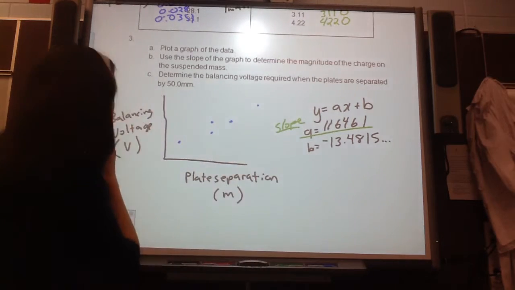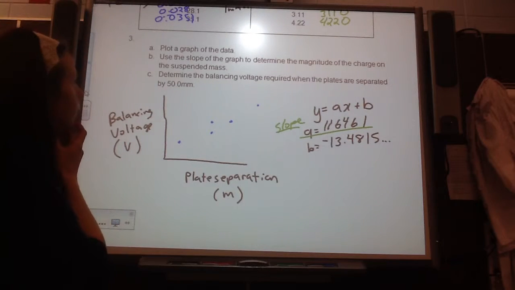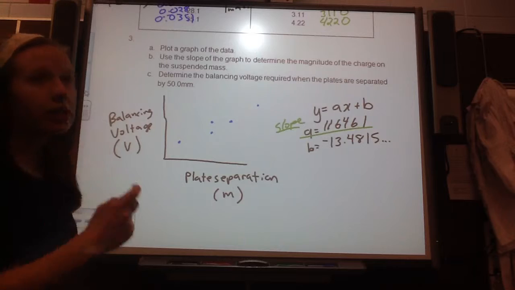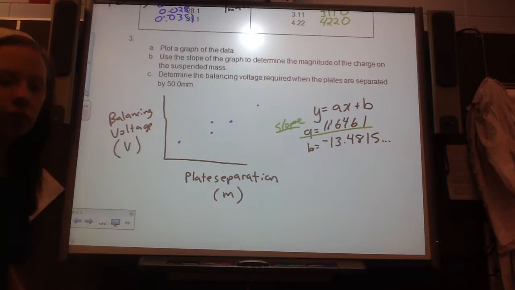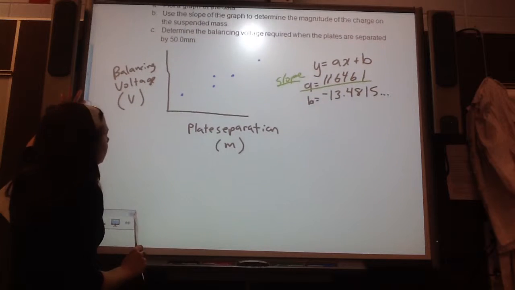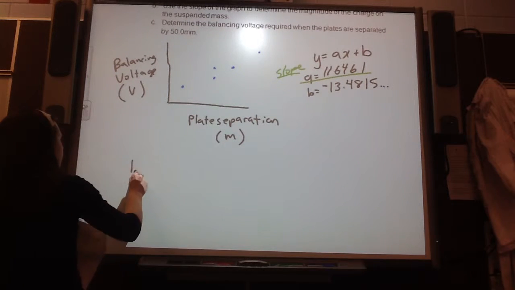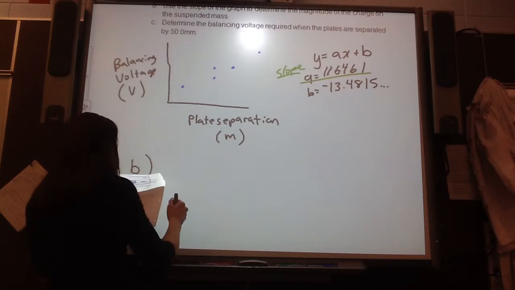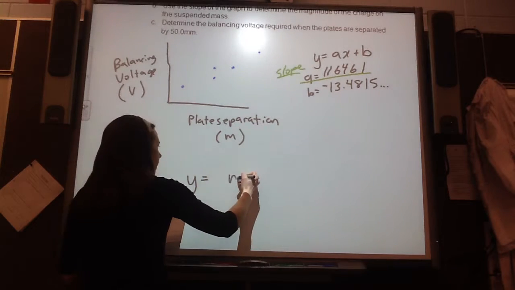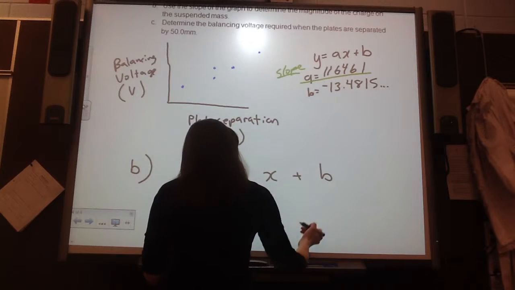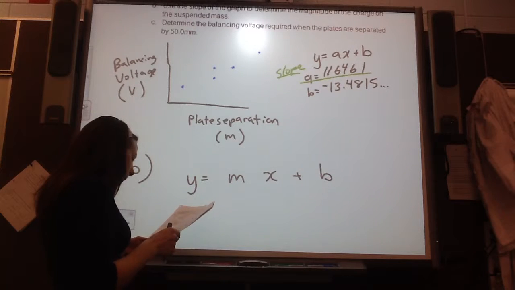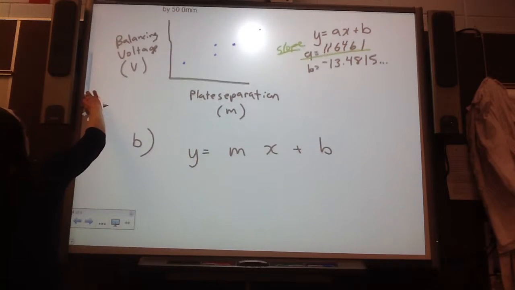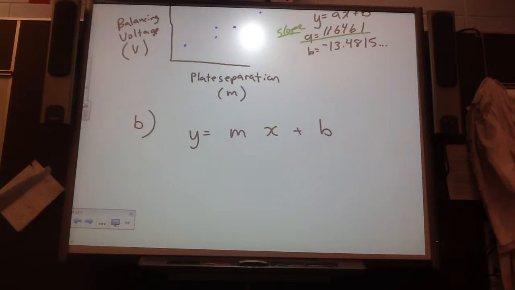So now it says, use the slope of the graph to determine the magnitude of the charge on the suspended mass. So now let's write out our linear formula and fit our formula into it. This is like part B of the question now. If we have y is equal to mx plus b, the formula that we're going to be working with needs to have voltage and distance in it.